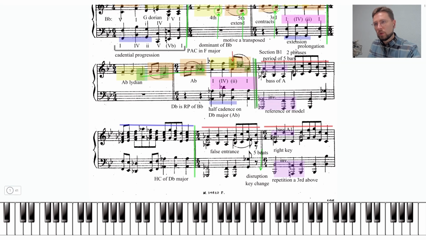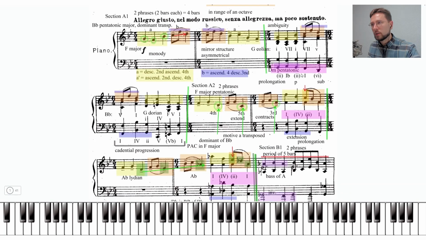Now, the next motif is based on this motif of the thirds, the second and the third. Let's see where we can find it. That's with the fourth. So I won't make it.